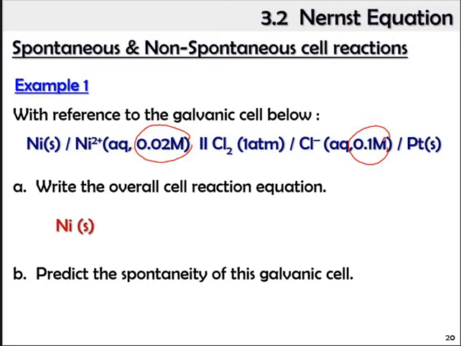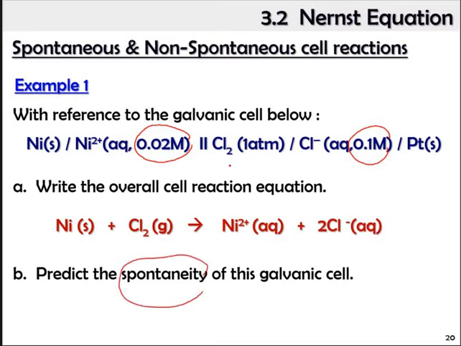Ini Madam terus tulis jawapan for overall cell reaction. So nickel akan become nickel 2 plus, and then kita ada Cl2 become Cl minus. Kalau kita congak saja, kita dah tahu dah dia punya N adalah sama dengan 2. And then predict the spontaneity of this galvanic cell. Bila diminta spontaneity, kita kena ingat dia adalah non-standard condition. Bila non-standard condition, spontaneity dia kita akan refer pada E cell, sama ada positif ataupun negatif.